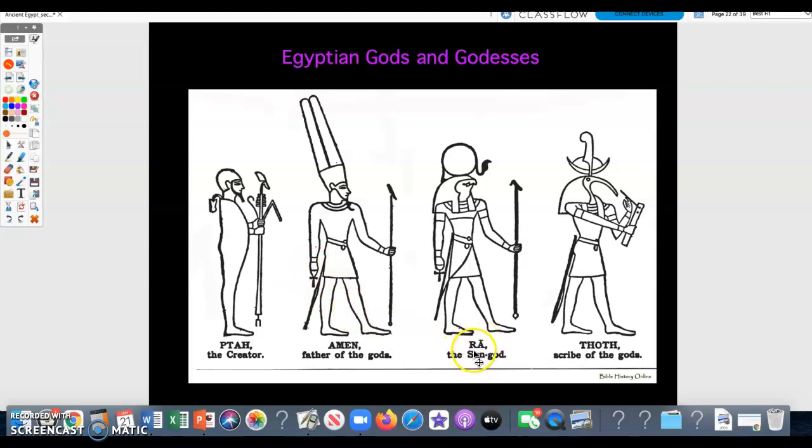Ra is the sun god. He has the head of an eagle and the body of a human. He also has on his head the sun, and actually around the sun is a snake that wraps around the sun. Thoth is the scribe of the gods. He is the writer. He writes hieroglyphics. You see him writing on this tablet. And he has the body of a human and the head of an ibis bird. You see that's known for this very long beak.